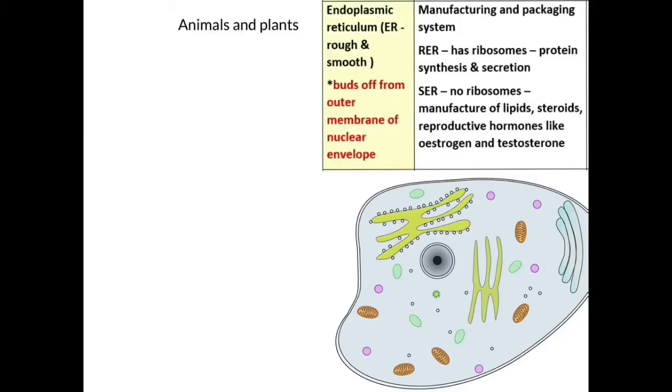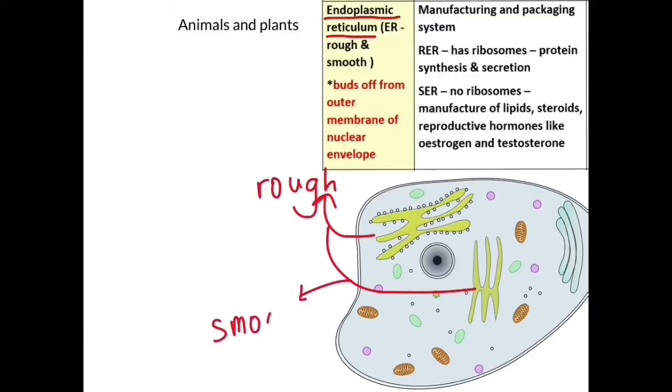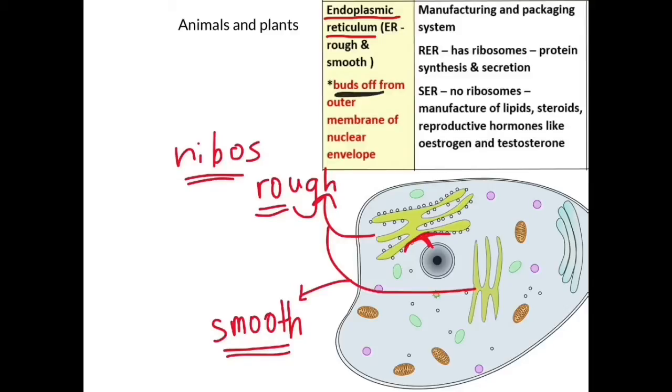Now we move into endoplasmic reticulum. This consists of two parts. This is the rough endoplasmic reticulum, having ribosomes. And this is the smooth endoplasmic reticulum, which does not have ribosomes. Also, the endoplasmic reticulum buds off from the outer membrane of the nuclear envelope. So here is the site for protein synthesis. And SER manufactures lipids, steroids, reproductive hormones and such.